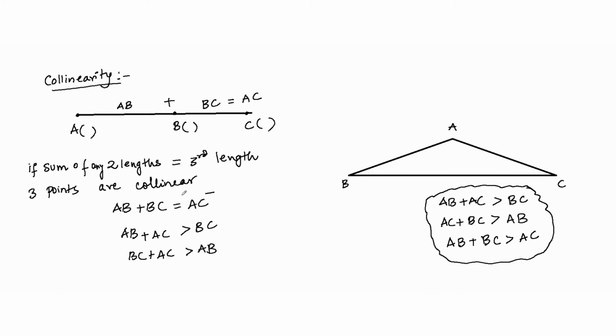However, there is one combination where the sum of two lengths is equal to the third length, and this distinguishes collinear points from non-collinear points, right? So I can use the distance formula to check for collinearity. Find all three distances, and if the sum of two distances is equal to the third distance, then I can say that the points are collinear.